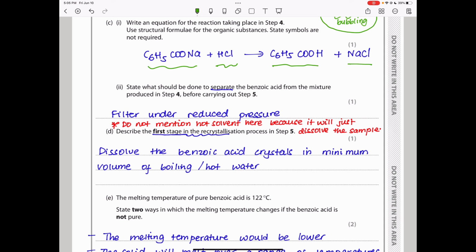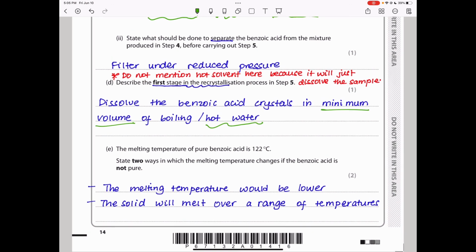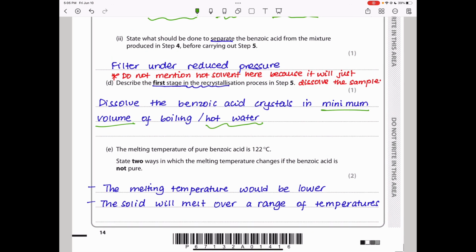And part D says, describe the first stage in the recrystallization in step 5. Now, when we are carrying out recrystallization, we begin by dissolving the crystals in a minimum amount of hot solvent. Since the solvent used here was water, we have to use a minimum volume of hot water. Dissolve the crystals in a minimum volume of hot water, which is okay. Next part says the melting temperature of pure benzoic acid is 122.